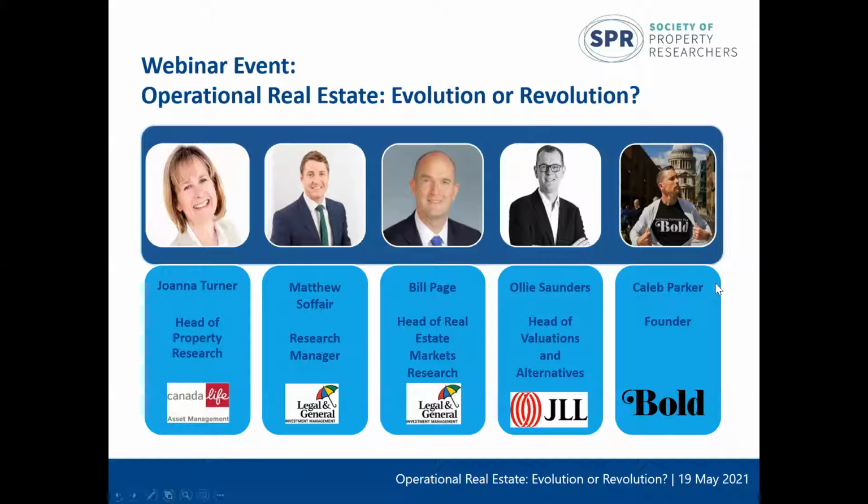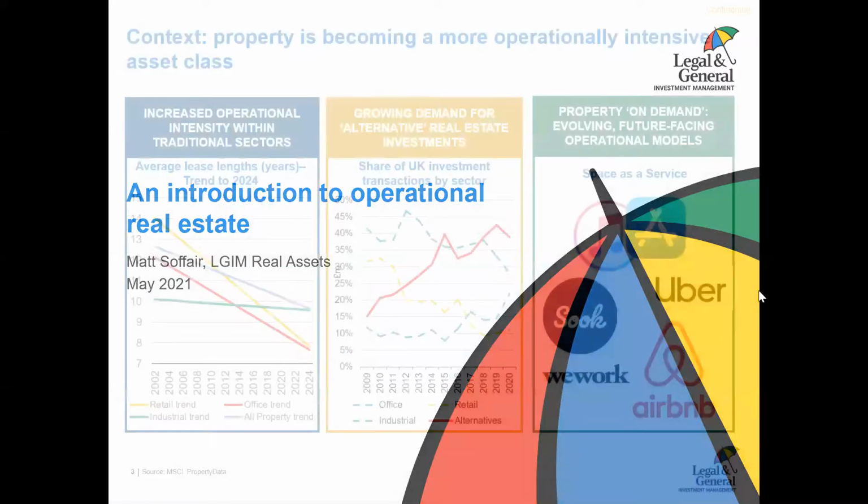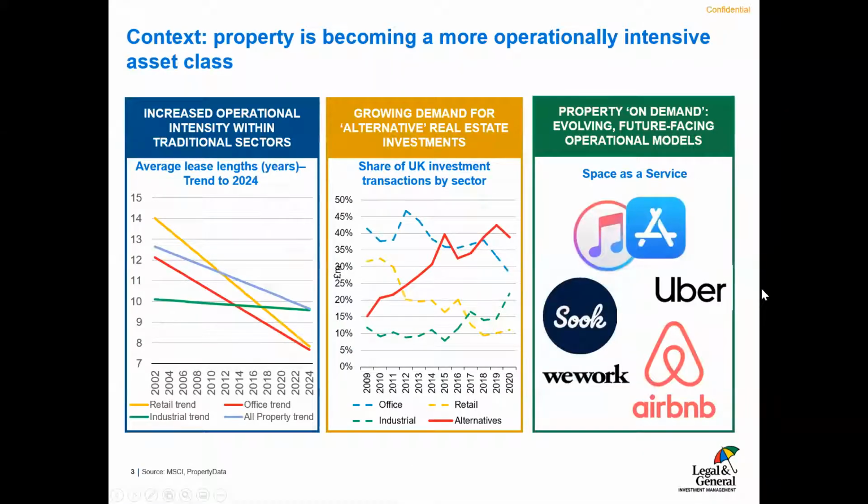So if we get cracking, we just kick off with a little bit of context into the operational real estate sector, and it's really important to put it into context of what's going on in the broader property sector. This is a real evolution, some might say revolution, in terms of how we go about managing, operating and leasing property in the UK and internationally. From our perspective, there's three key elements that are really driving this shift towards property in general becoming more of an operationally intensive asset class.